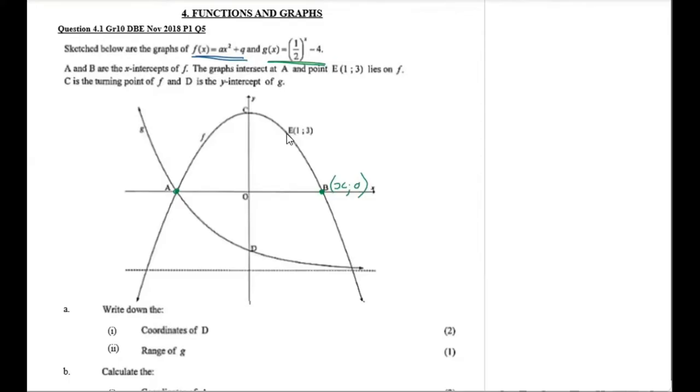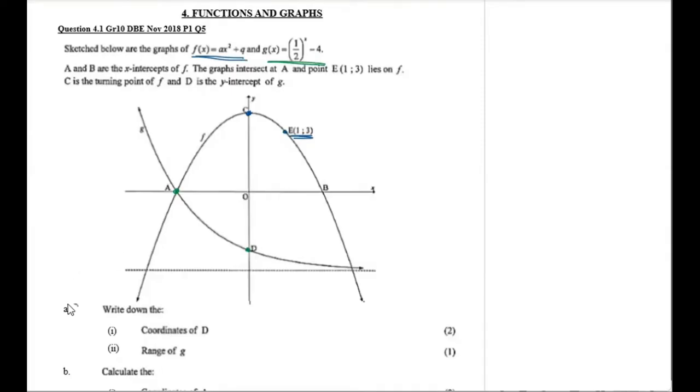They've given you the coordinates of E, and they've said that it lies on f. I underlined f with blue, so we'll try and keep our colors the same. C is the turning point. Remember, the turning point is a very useful thing because it helps you with your equation. So that's why they've told you that. And D is the y-intercept of g. So they've told us that we've got a y-intercept over there as well. The first thing that they've asked me is the coordinates of D.